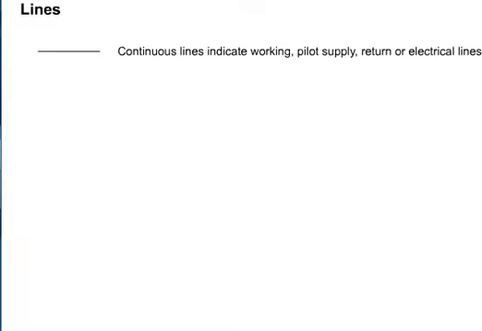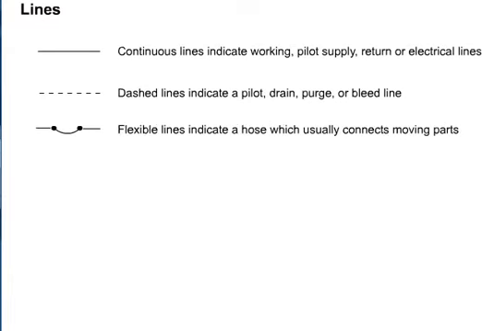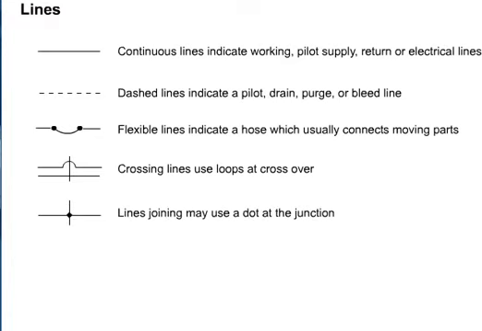Lines. Understanding graphic line symbols is critical to proper interpretation of schematics. Continuous lines indicate a working line, pilot supply, return, or electrical line. A dashed line indicates a pilot, drain, purge, or bleed line. Flexible lines indicate a hose, usually connected to a moving part. Lines crossing may use loops at crossovers or be straight across. Lines joining may use a dot at the junction or at right angles.